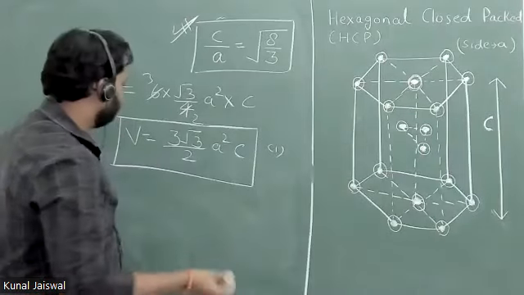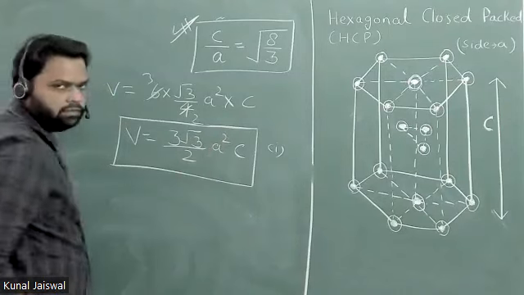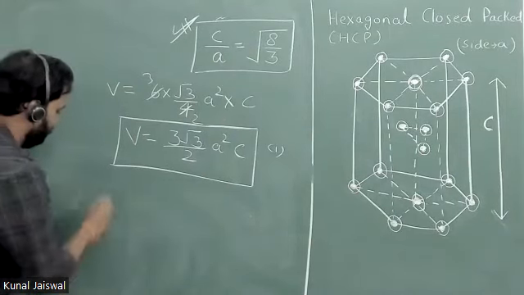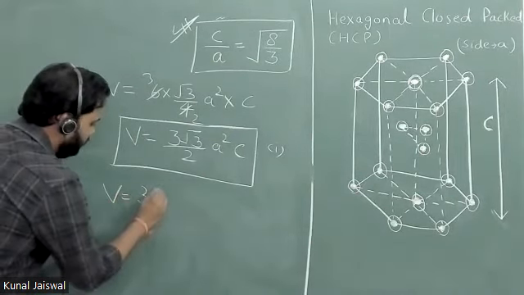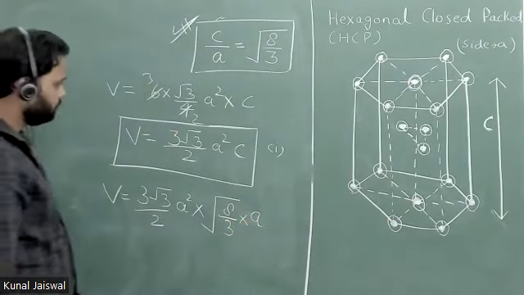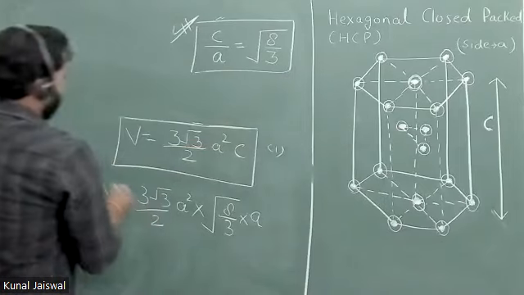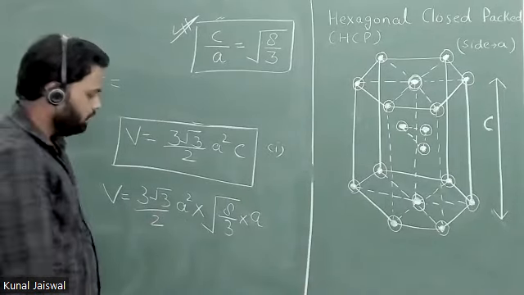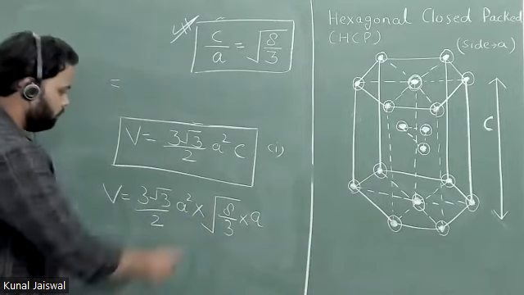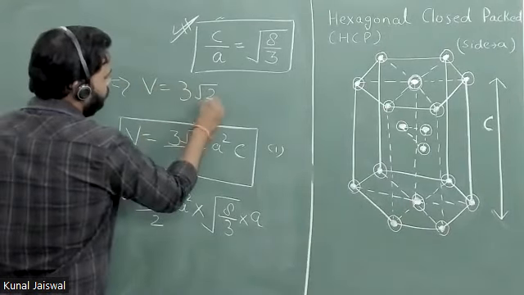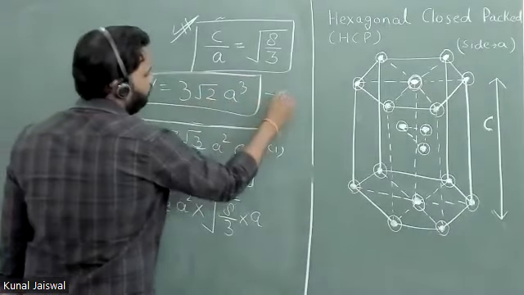Sometimes in an exam, they can ask the volume in terms of lattice parameter, meaning edge length only. So nothing to worry about. Just put the value of C in terms of A from here. So what will be the volume? V is equal to 3 root 3 by 2 A square multiplied by C, which is root 8 by 3 multiplied by A. Just simplify this again. Root 3 will be cancelled out, 8 will become 2 root 2, and 2 will also be cancelled out. The volume will be 3 root 2 A cube. This is your second relation, the volume of the unit cell.